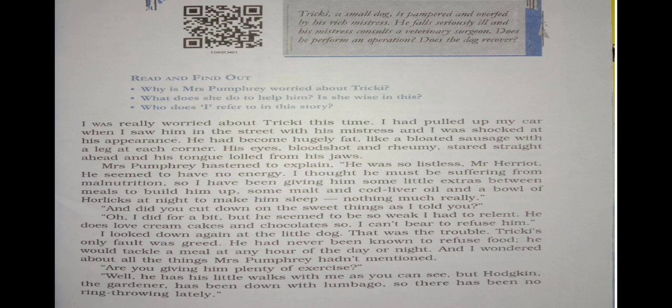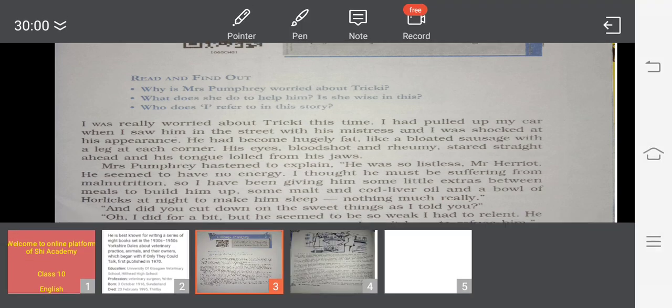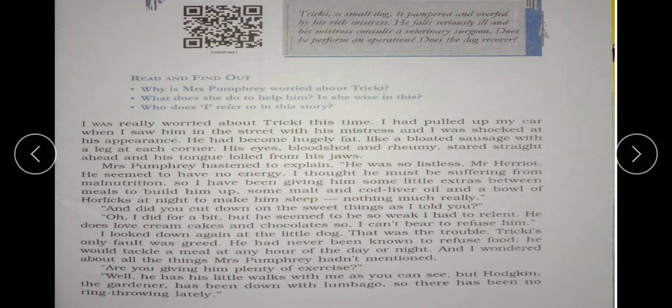Here in the first paragraph, it is mentioned that "I". Whom does this "I" refer to? I refers to the veterinary doctor. So, I was really worried. Who was worried? The veterinary doctor was worried about Tricky. Who is Tricky? Tricky is the pet dog of a rich mistress. So, looking at the dog named Tricky, the doctor was really worried.